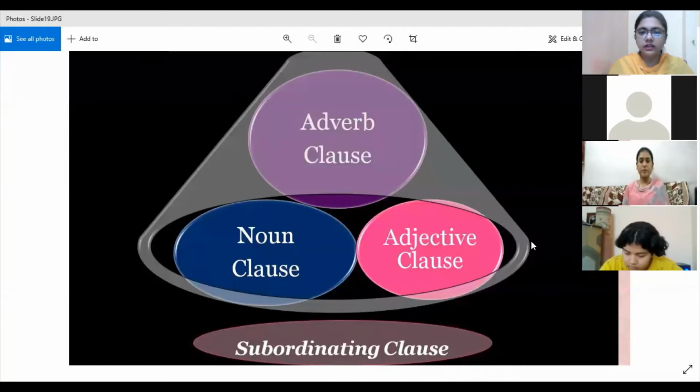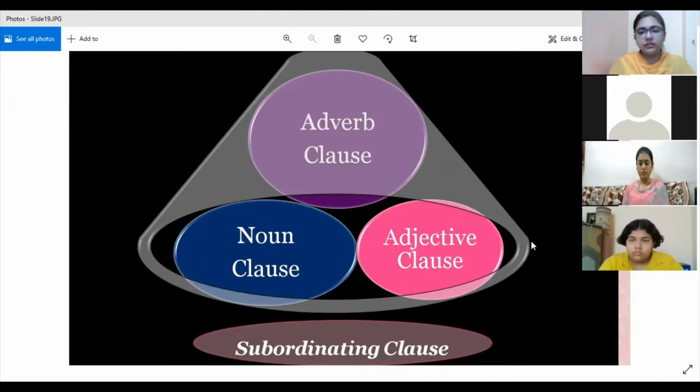So we have been doing clauses, fine. So today we will continue from where we left yesterday. We only looked at the definition of subordinate clause and we understood what a subordinate clause is and how to identify a subordinate clause in a sentence.